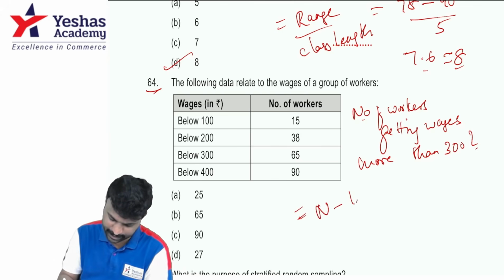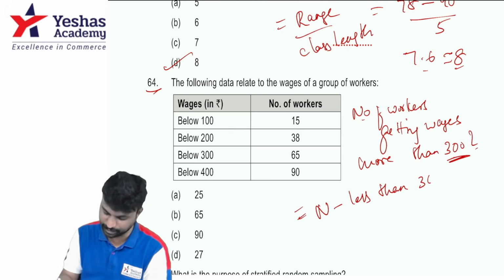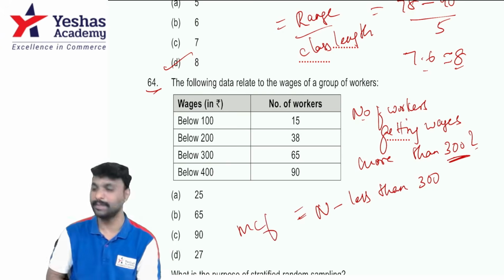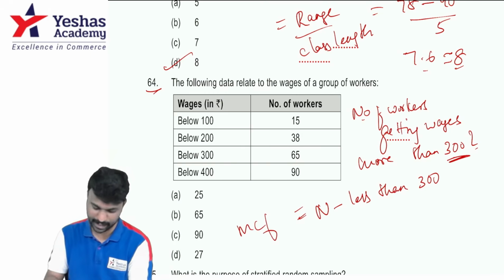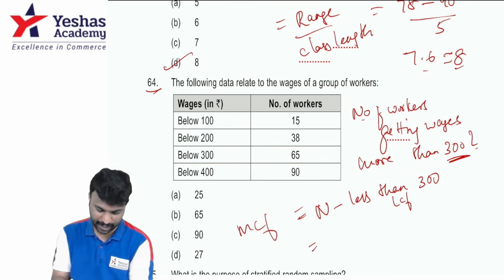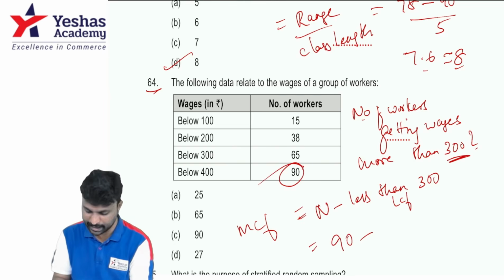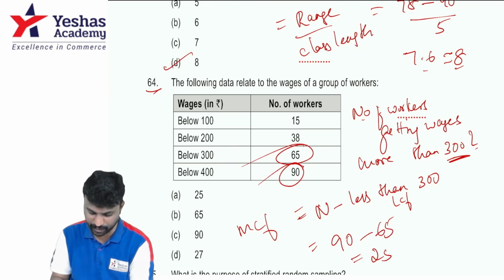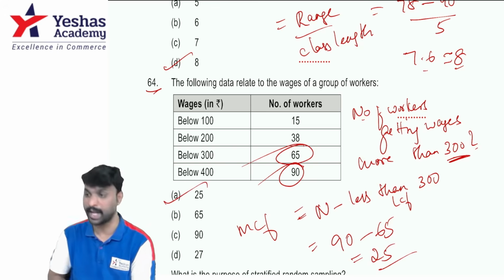Capital N minus less than, what is the class boundary? 300, because LCF plus MCF is always equal to what? Capital N, right? So this is LCF. Capital N is the last cumulative frequency, 90. How many are less than 300? 65. So 90 minus 65 is 25. Guys, option A is the right answer.